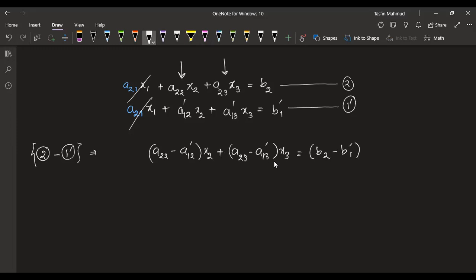Okay, so I'm going to rename the coefficients once again. I'm going to name it a22 prime x2. I'm going to name it a23 prime x3. By calculating this result, I'm writing it as a22 prime, and by calculating this result, I'm writing it as a23 prime, and we will get b2 prime here, and we can name it as the 2 prime equation.